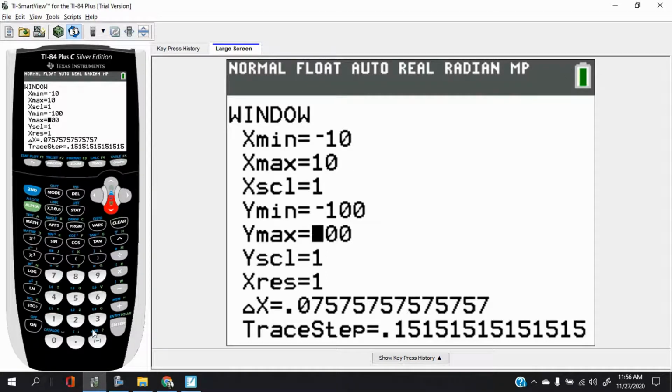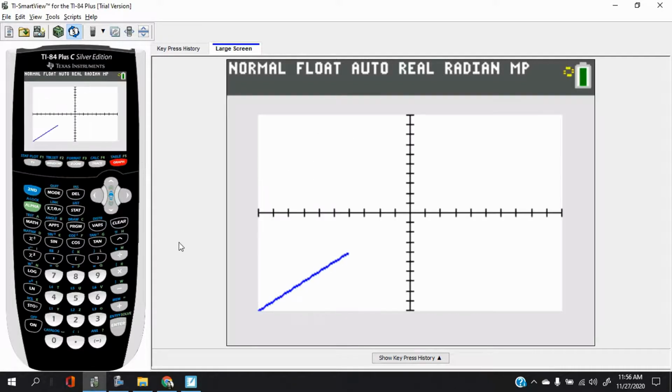Okay, let's see. Negative 10, positive 10. All right, let's go back to the graph. All right, much more normal.